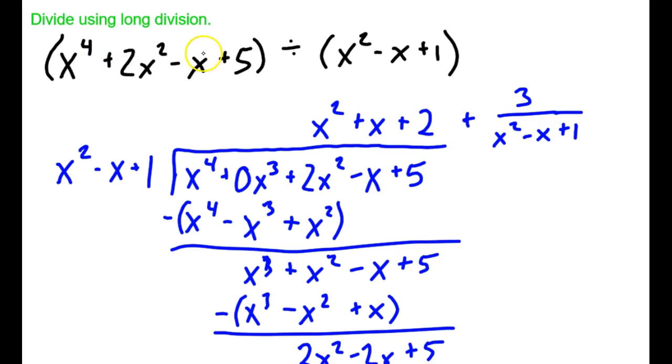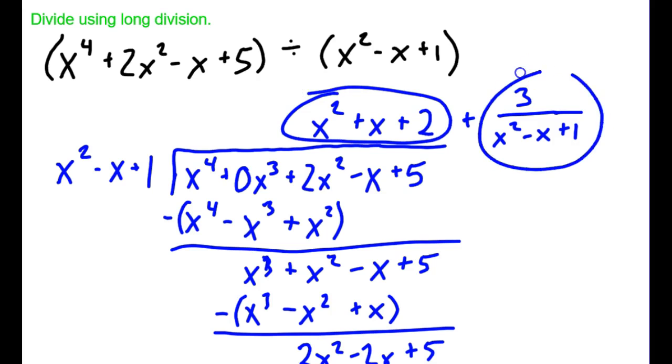So here was my a of x, here's my b of x. This portion is q of x, the quotient, and this portion is r of x, the remainder.